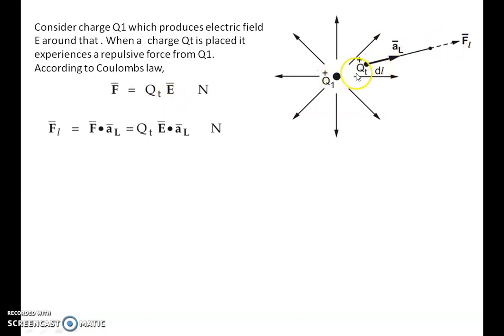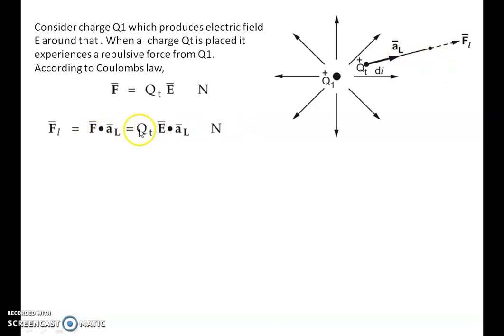The direction of the force acting between these two charges is in the direction of the line joining them. It will be along this line. So the unit vector along that line I will take as a_L cap. So vector F_L can be written as F dot a_L cap. It is a direction unit vector.